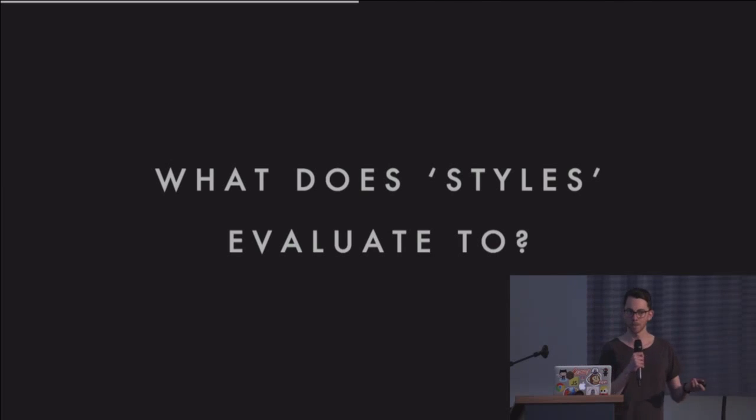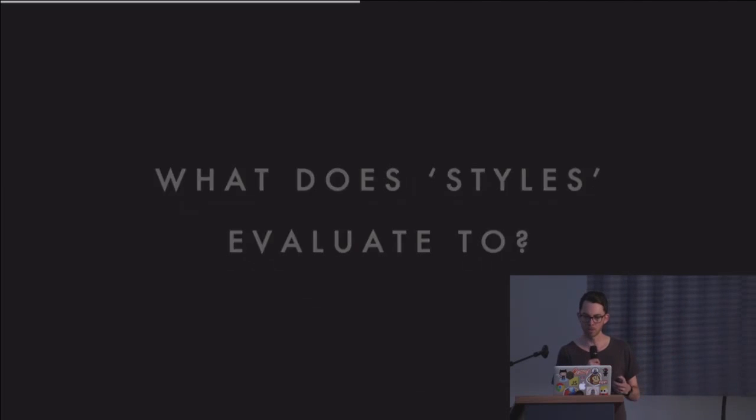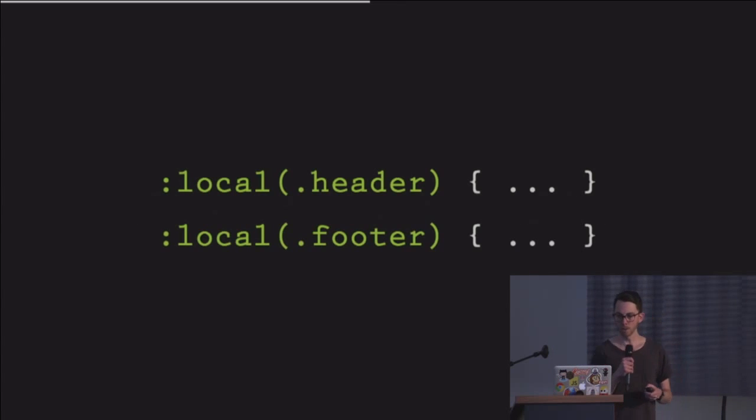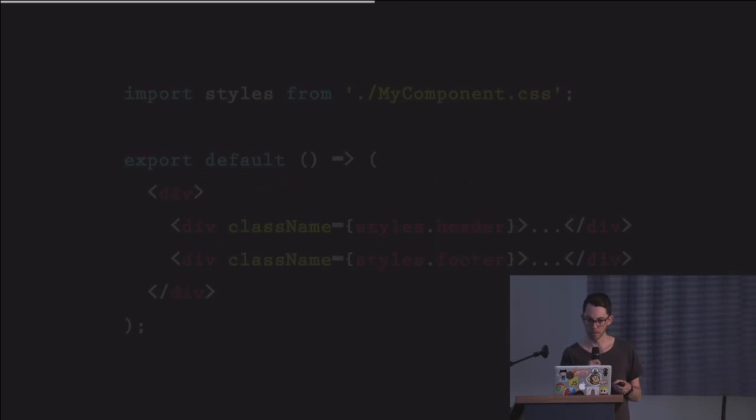Is it the contents of the file? It's a bit strange. So to make sense of that line, we're first going to look at the CSS. So this new syntax was introduced. You wrap this :local around a selector. So here we've got a header and a footer class. And that had some interesting effects on the CSS.